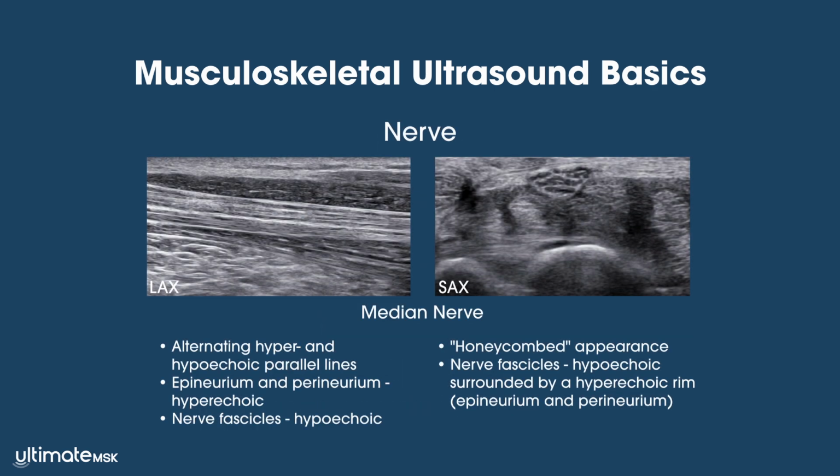The last structure is nerve. In long axis, nerve appears as alternating hyper and hypoechoic lines, with the hyperechoic lines representing the epineurium and perineurium, the connective tissue surrounding the nerve fascicles, and the hypoechoic lines corresponding to the nerve fascicles. In short axis, nerve has a characteristic honeycomb appearance, with the fascicles appearing as hypoechoic circles surrounded by the hyperechoic connective tissue.